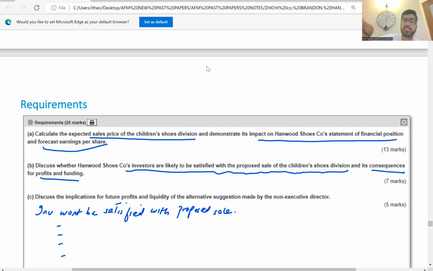Don't think the bullet points I'm writing are going to secure you 1 mark. You have to elaborate them further. I am here just to give you ideas. Why investors won't be satisfied? Okay.